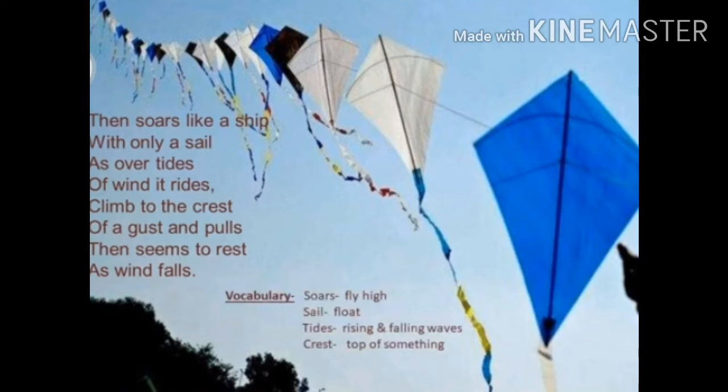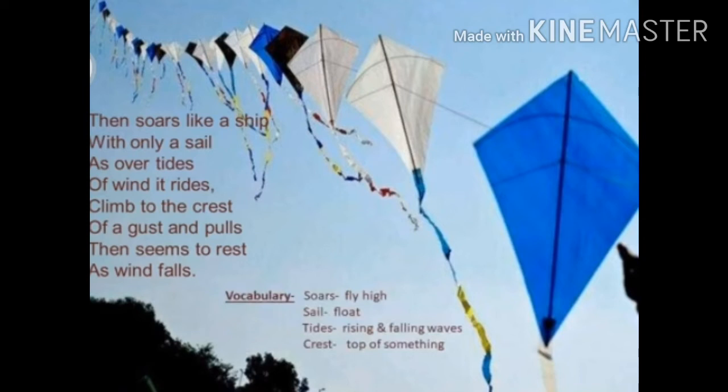Okay, so the poet has beautifully explained that with the pressure of wind, it just reaches the crest of the sky. That means top of the sky, highest point of the sky, right? And as the wind slows down, और जैसे wind slow होती है, it seems to come to rest, और वो rest में आ जाती है. Rest means it comes down. Okay, so in this paragraph the poet has compared the kite with a ship.